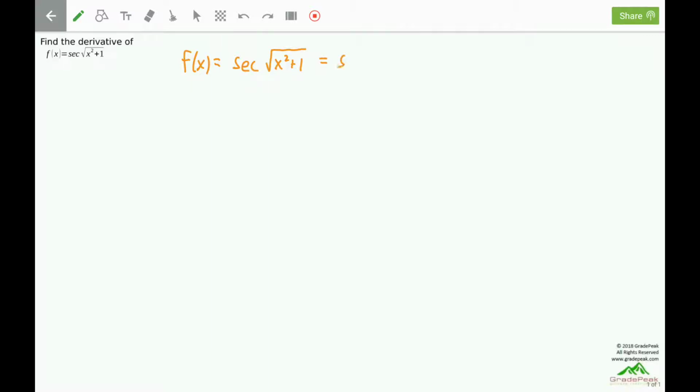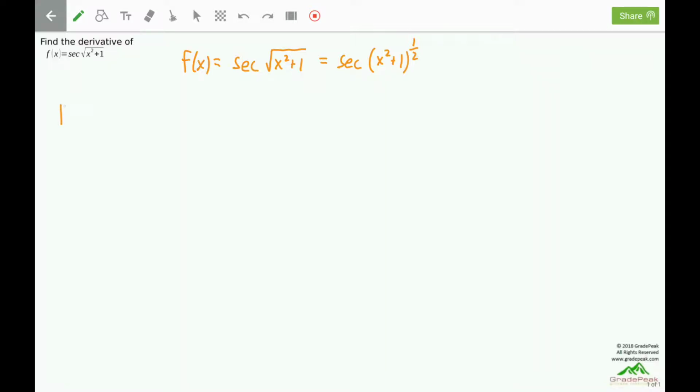Since we have a radical, we may want to rewrite that as a fractional exponent for the derivative. X squared plus 1, all of that is raised to the first power, but then second root, or 1/2 power. The secant is not inside of that 1/2 power, and therefore the secant is the outermost function. The 1/2 power affects only x squared plus 1.